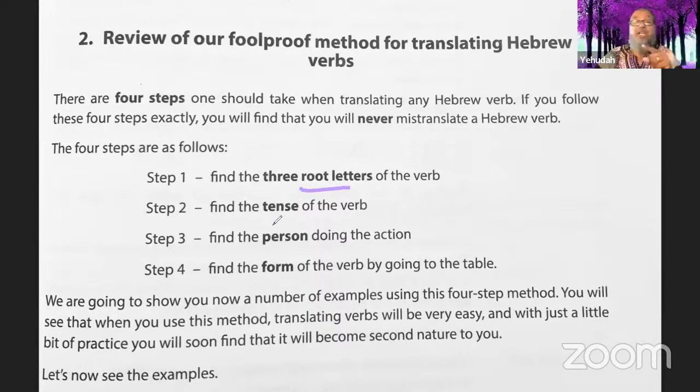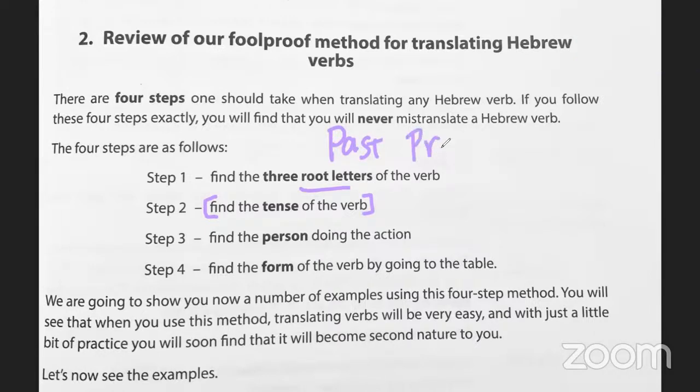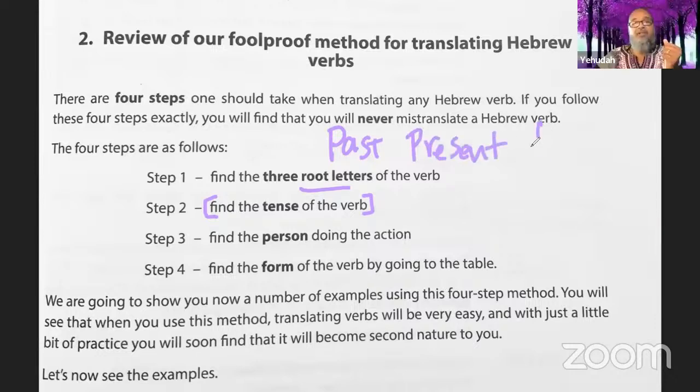Step number 2 is you're going to find the tense of the verb. What do I mean by tense? There are only 3 different types of tenses that you're going to have to look at. And they're always going to be in the past. What's the next one? Present. Present. And what's the next one? Future. Okay, so that's not hard, is it? So you got 3 letters, and then you have 3 tenses. Okay, simple. It's going to be in the past, it's going to be in the present, it's going to be in the future. It can't be anywhere else.